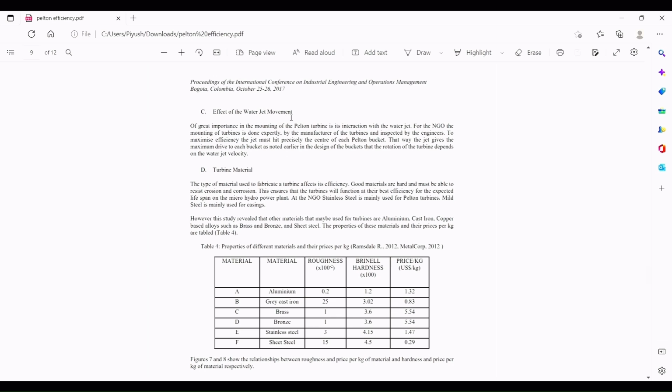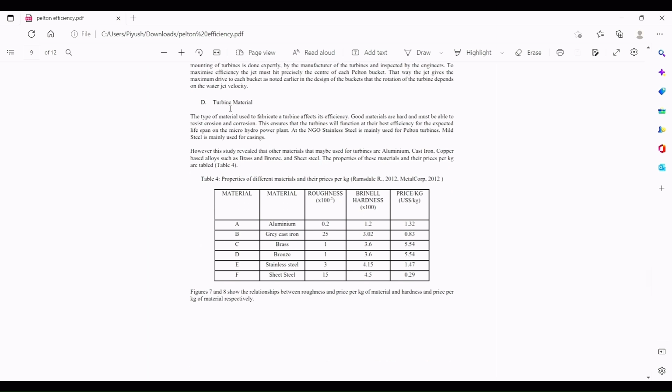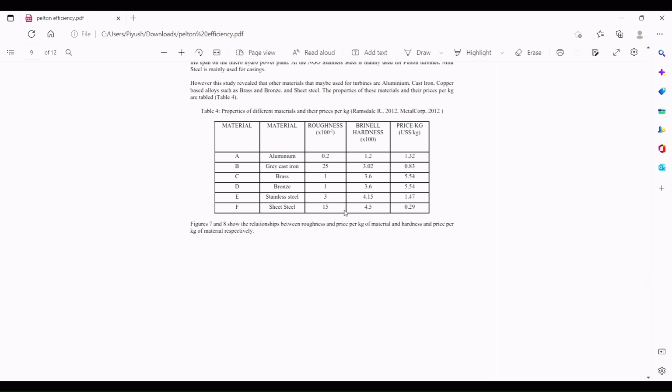Effect of water jet movement. It turns out that to maximize efficiency, the jet must hit precisely the center of each Pelton bucket, which gives maximum drive to each bucket. Turbine material. Roughness, hardness and the cost are given in the following table number 4 for different material. Mostly the stainless steel is used for manufacturing turbine. Other material like aluminium, grey cast iron, brass, bronze and sheet metal can also be used for the manufacturing of turbines.